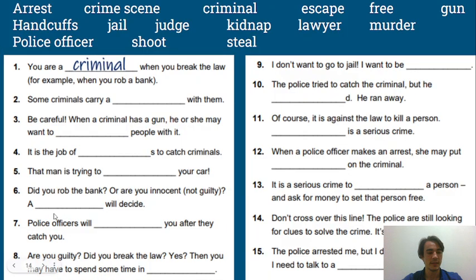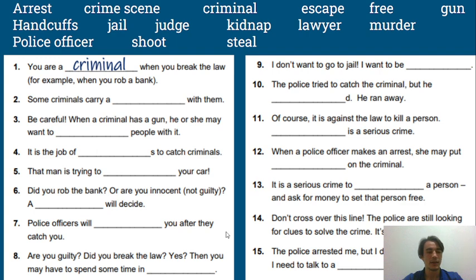And number 7, a police officer will arrest you after they catch you. What will the police officer do when they catch the suspect or criminal? They will arrest, right? Arrest.